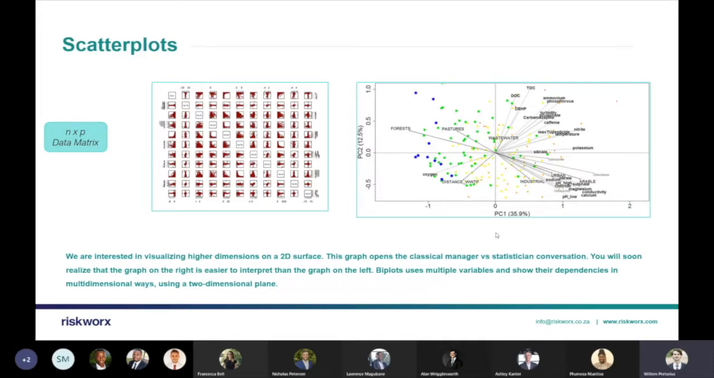Now on the right is the same data plotted on a biplot. I will take you through how to construct this and how easy it is to read values off this plot. You'll realize that it is actually very easy to interpret, even though it looks a bit populated. The usefulness of these plots is that they use multiple variables to show dependencies of multiple dimensions on a 2D surface, something the human eye can relate to.